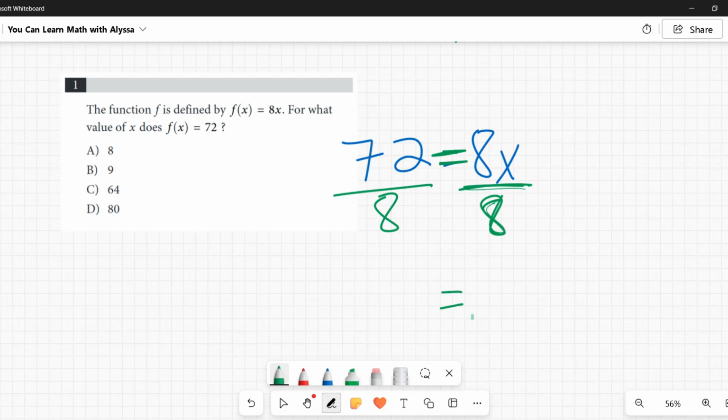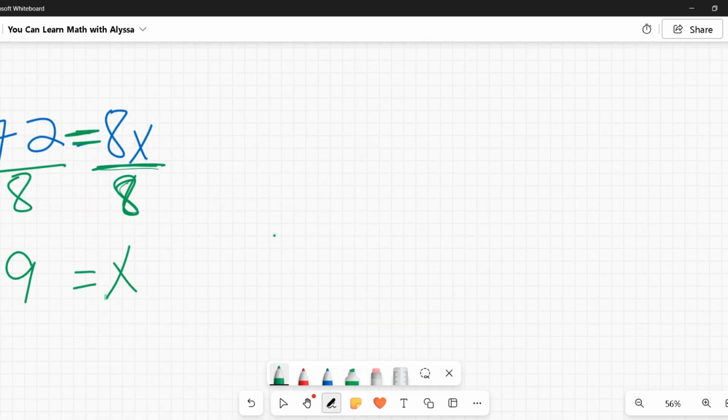So on that right-hand side, I've undone what's been done to x. So it's just now x. And 72 divided by 8 is 9. Again, we get to the same end. Our answer is B, 9.